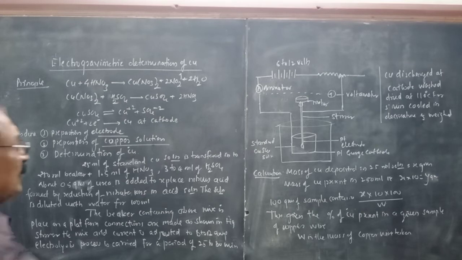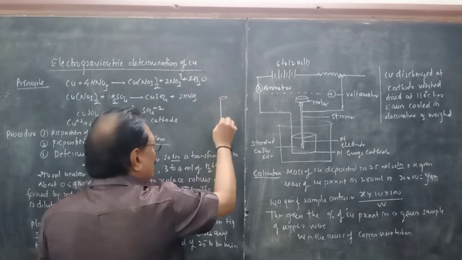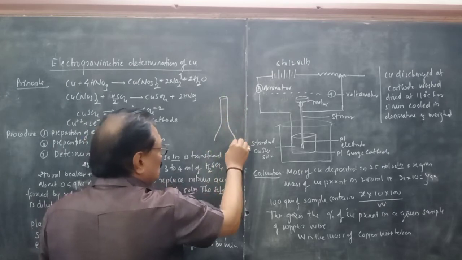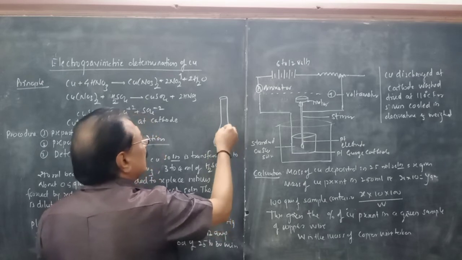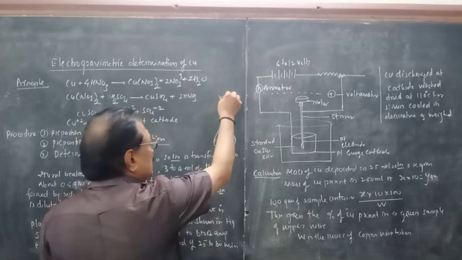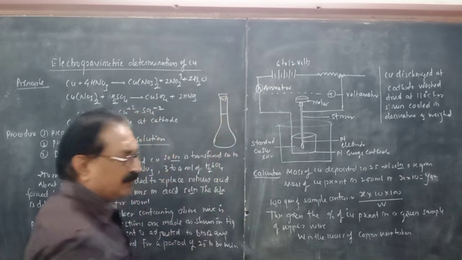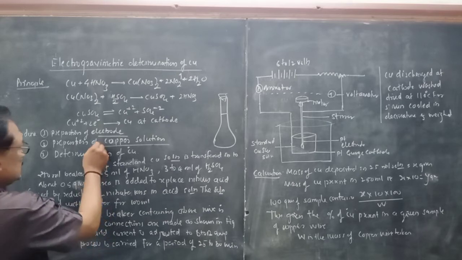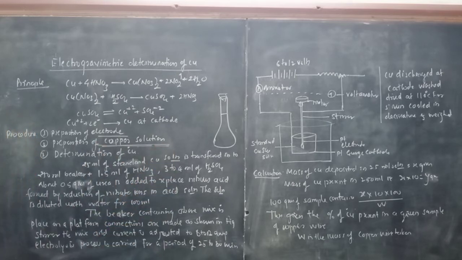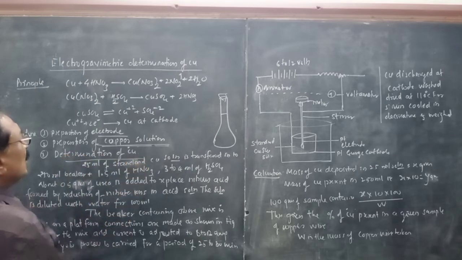You know the volumetric flask is known to you, and in the volumetric flask the copper nitrate solution is added, and the volume is made exactly to 250 ml by the addition of distilled water. This solution is known as the standard copper solution, that is called the standard copper sulfate solution. Now we go for the third step, determination of copper.